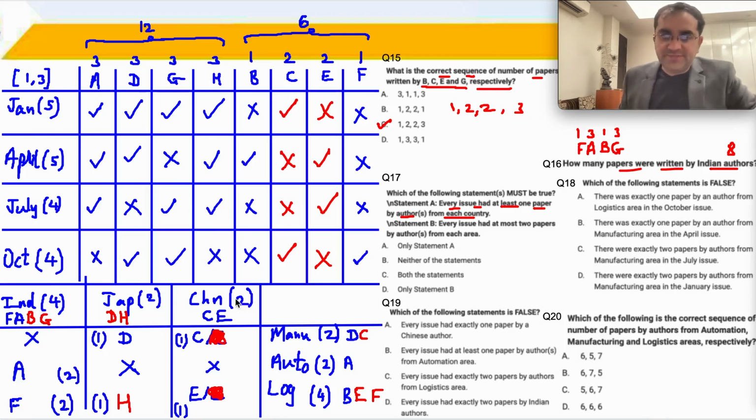Japanese is also there. Chinese, C and E हैं क्या हर एक issue में? January, C is there. October, C is there. April and July, E is there. So statement number A is true. Next, every issue had at most 2 papers by authors from each area.